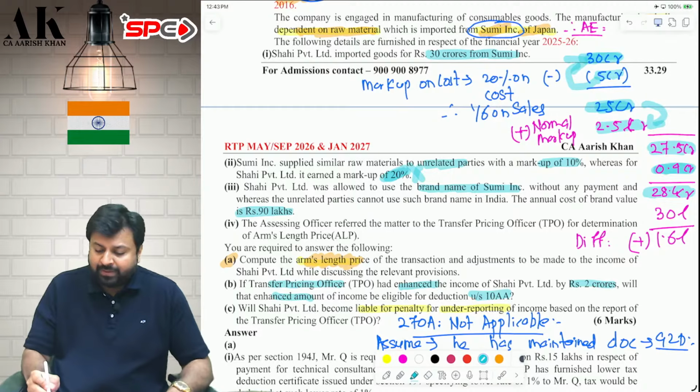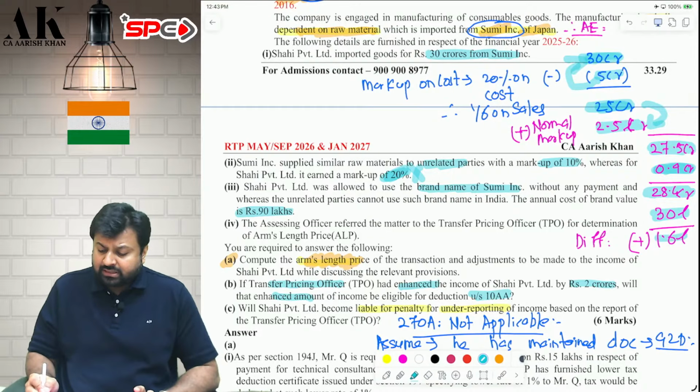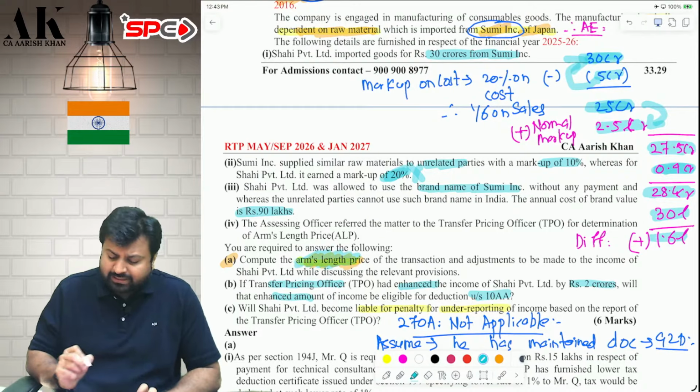But how much are we paying? We are paying 30 crores. Therefore, the differential amount should be added back. That is the amount of arm's length price which will be added back.